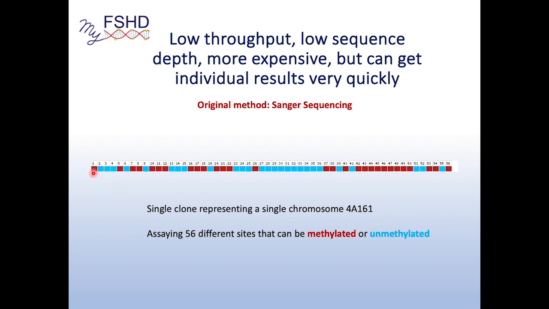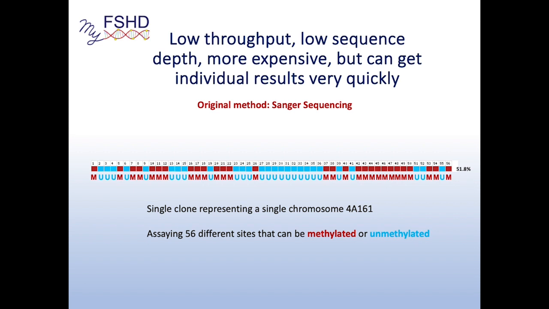Red represents the methylated state, right? That's going to be a C that remained a C because it was methylated. The blue is going to be an unmethylated C that was converted to a uracil and then read as a T. And so we're now going to be able to go through and see methylated, unmethylated, unmethylated, unmethylated, methylated, methylated, unmethylated, and then the whole thing. And so we get an epigenetic sequence here that shows 51.8% methylation.